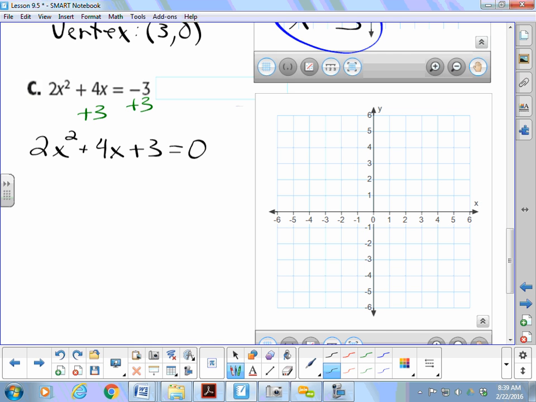Now in that last problem, Michael said we need to divide by 2 because I said to do that. Well, I didn't do it that time. This time, can we divide by 2? We cannot, because 3 is not divisible by 2, so we're not going to do it here. So we need to find the axis of symmetry: the opposite of B over 2 times A.